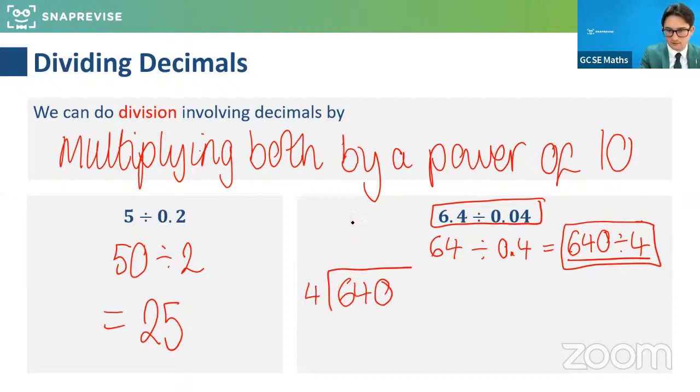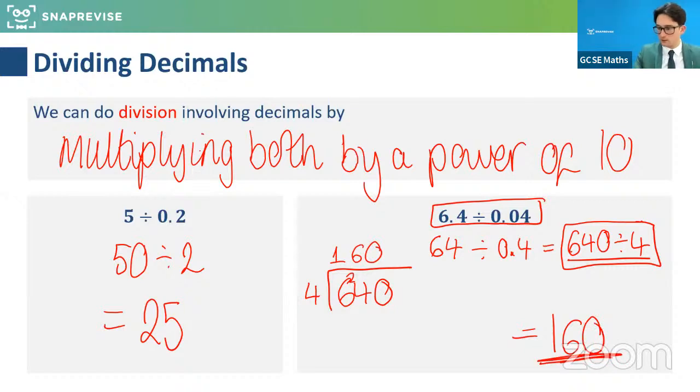So 4 into 6 goes once. 4 into 4, sorry, remainder of 2. 4 into 24 goes 6 and then 0. So the answer is 160. Okay. Is everyone okay with that? Yeah, we'll do a couple more and then we'll look at some exam questions, but really well done today.